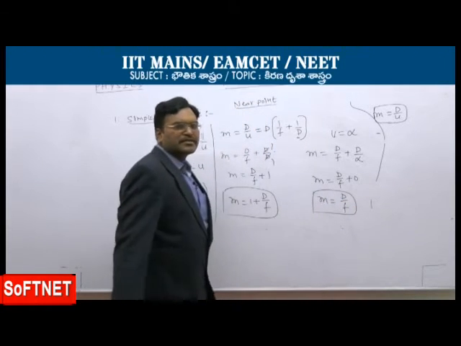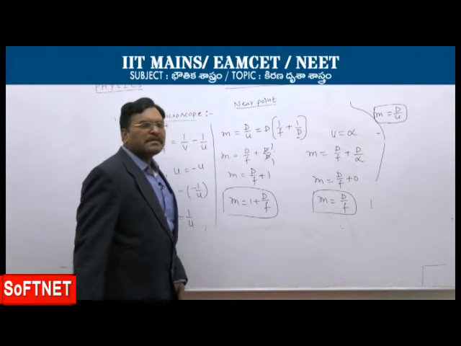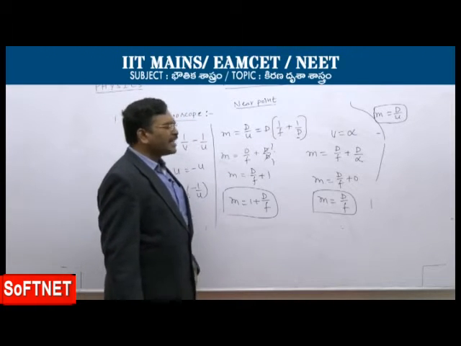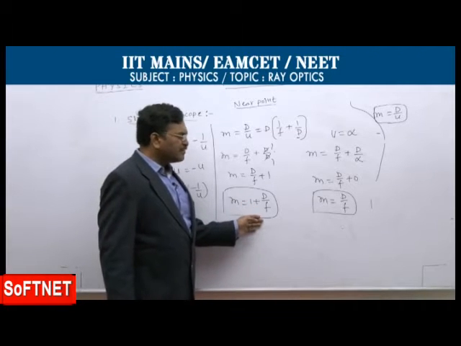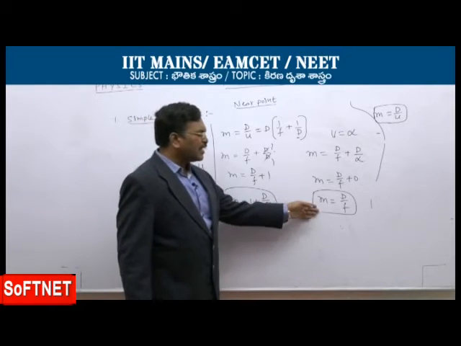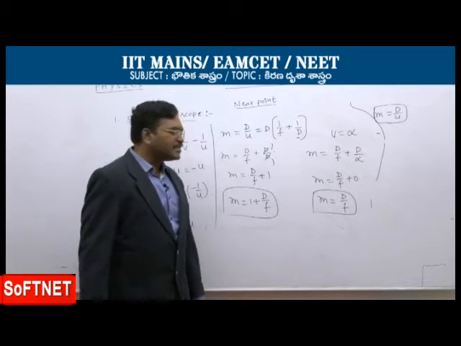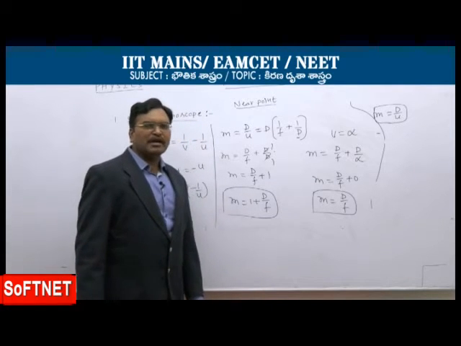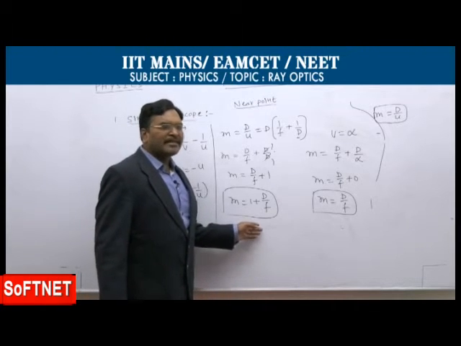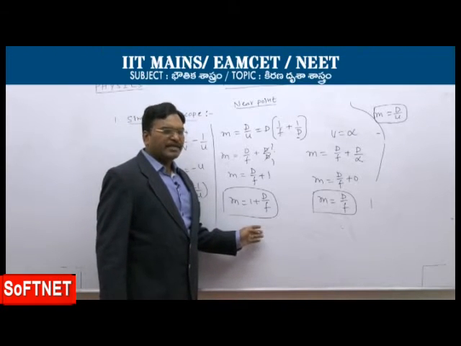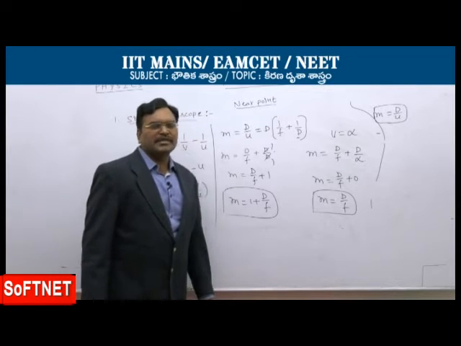In simple microscope, what is the formula for magnification? Image forms at near point, magnification is 1 plus d by f. Image forms at far point, magnification how much? D by f. Which is more? Image forms at far point, magnification is less. Image forms at near point, magnification is more.